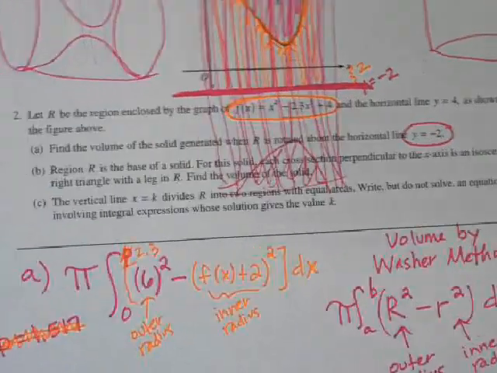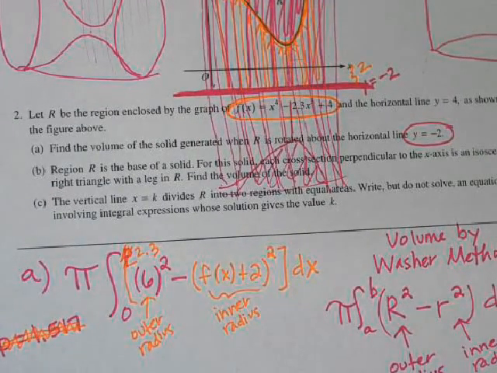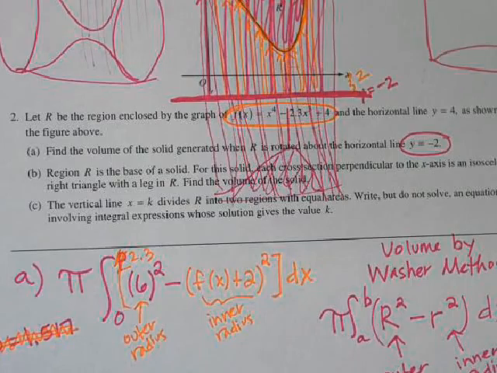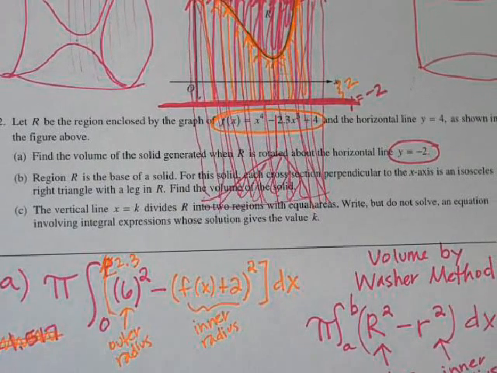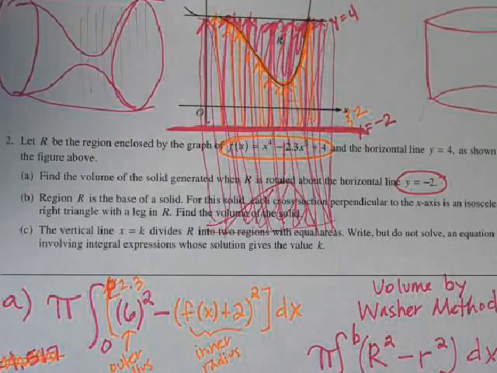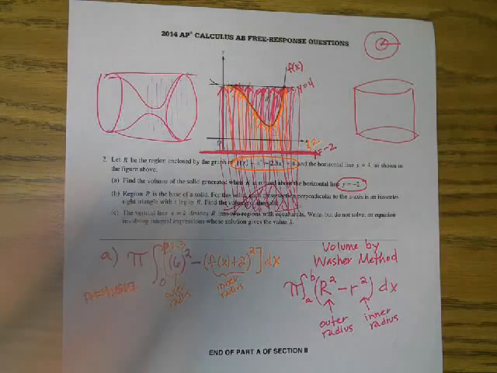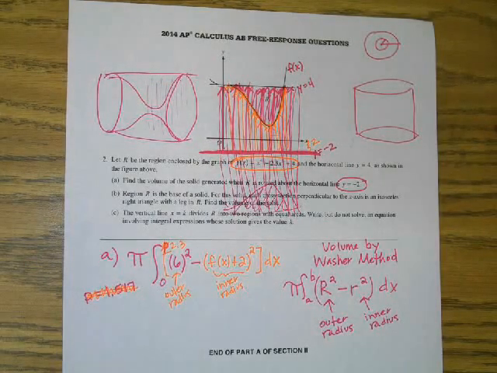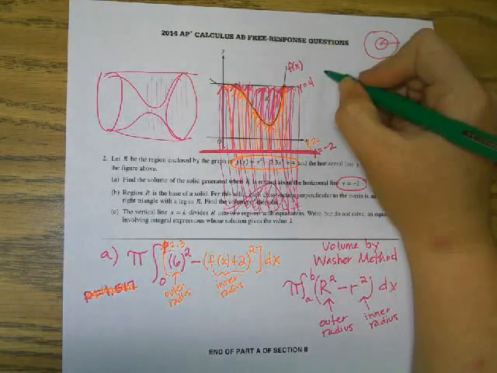Response. Okay, part C. This is a random one where they asked us something different. Last time they asked us to do a derivative. This one, part C, says the vertical line x equals k divides R into two regions with equal areas. Write but do not solve an equation involving integral expressions whose solution gives the value of k. You don't have to solve it. All I do is set it up.